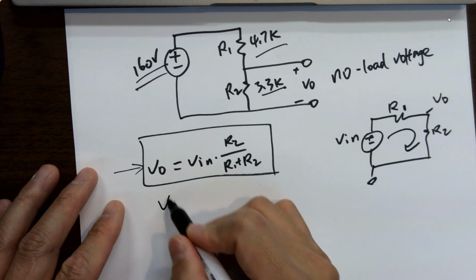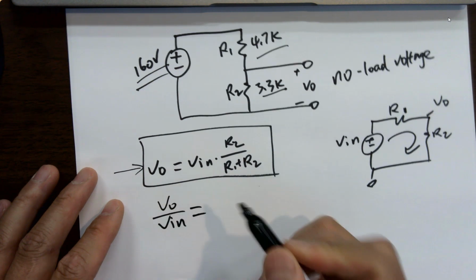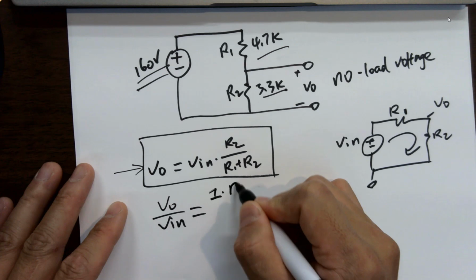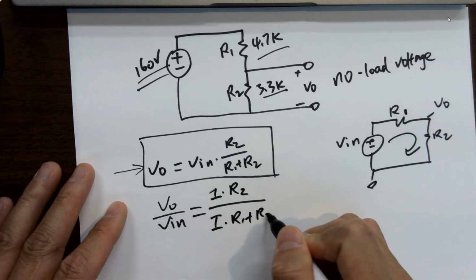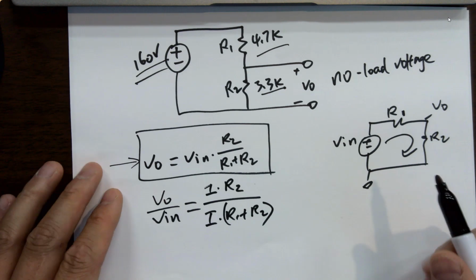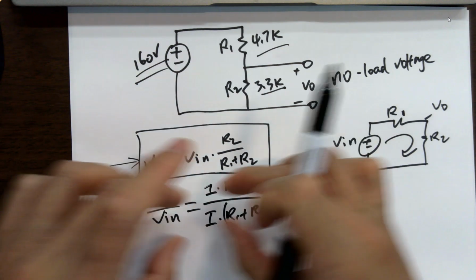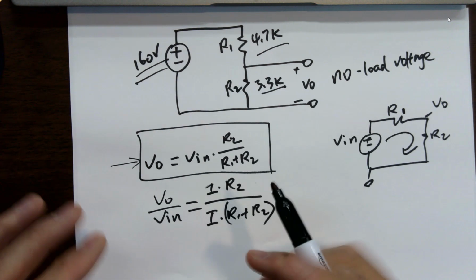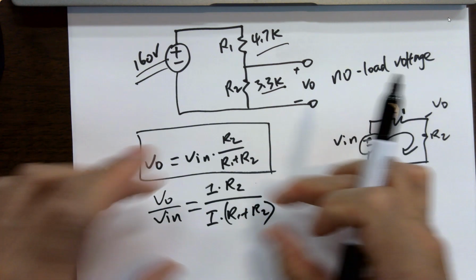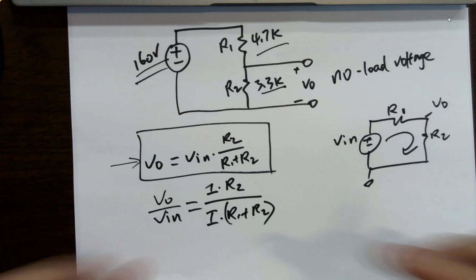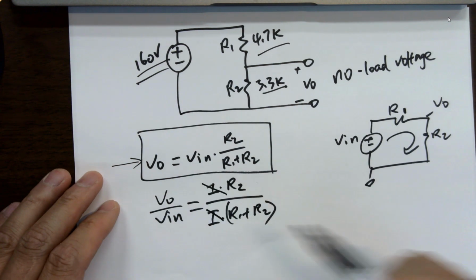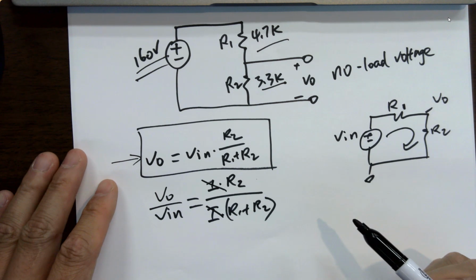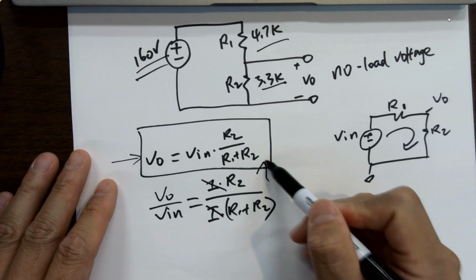Okay, remember how we did it? It's VL over Vin. And VL is what? I times R2. Vin is I times R1 plus R2. Just seal this in your mind. You don't have to memorize every single term, but just look at this as a picture and take a picture in your mind. And you cancel the currents. So eventually you get this voltage divider equation.